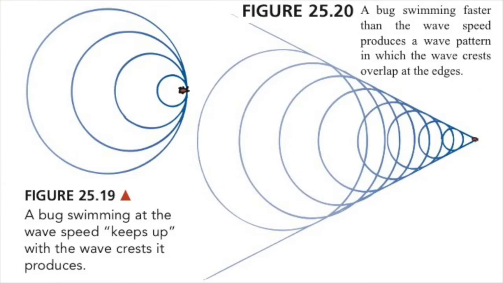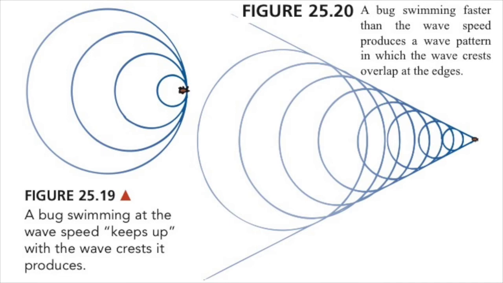Here are two figures. In 25.19, a bug swimming at the wave speed keeps up with the wave crest it produces. But in 25.20, the bug swimming faster than the wave speed produces a wave pattern in which the wave crests overlap at the edges. So it's traveling faster than the wave it is producing.